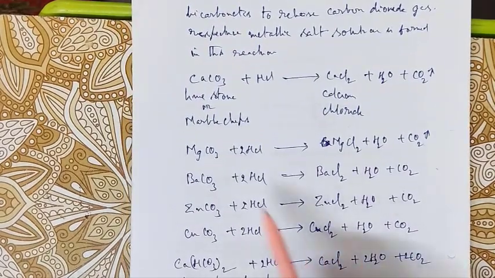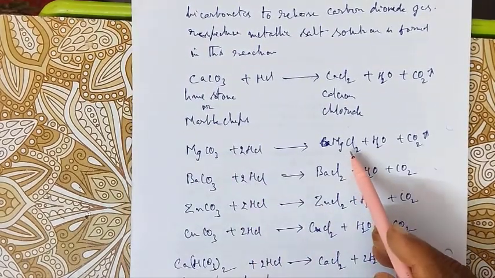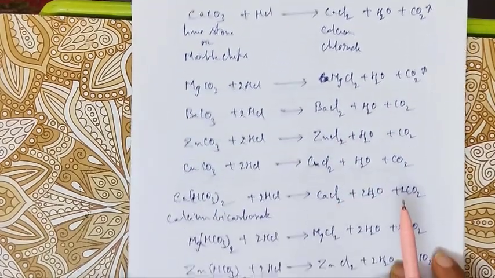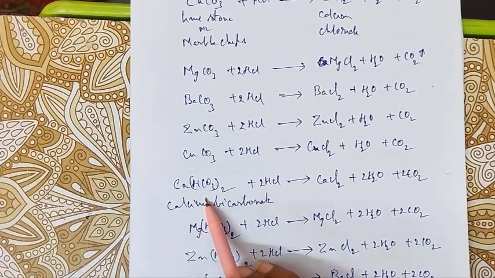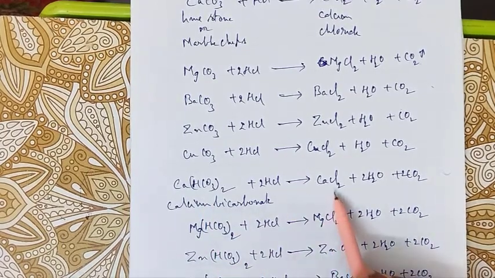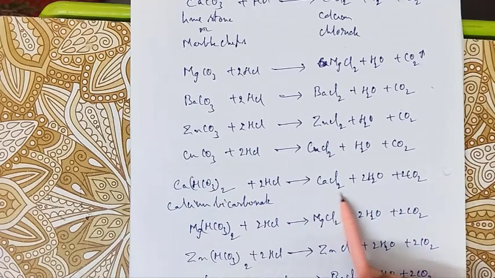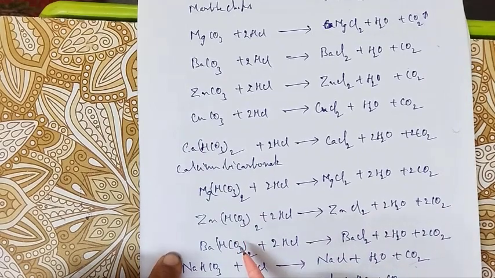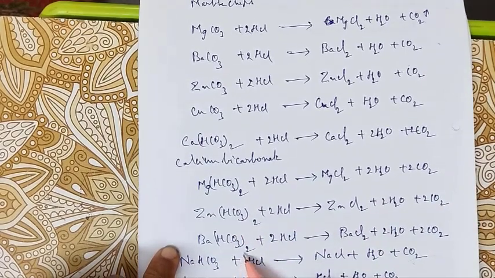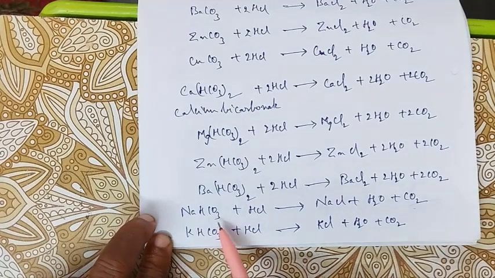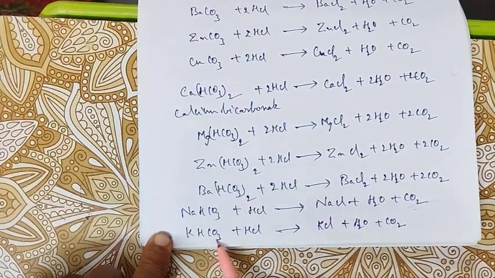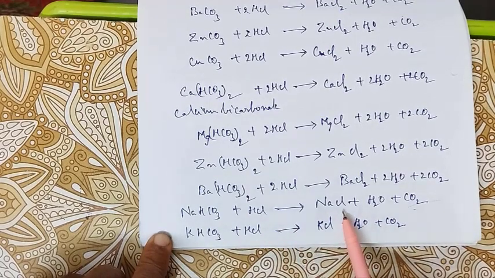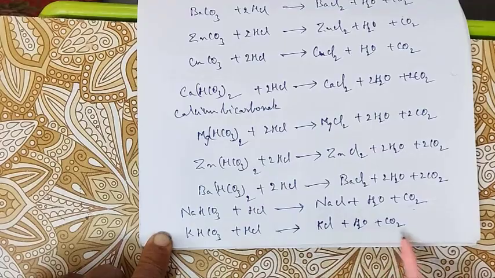In the same manner, all carbonates react with hydrochloric acid and form the respective metallic chloride, water and carbon dioxide. Whereas when bicarbonates are reacted with hydrochloric acid, the same products are obtained: calcium chloride, water and carbon dioxide. Similarly, magnesium bicarbonate, zinc bicarbonate and barium bicarbonate also give the same products. When sodium hydrogen carbonate and potassium hydrogen carbonate react with hydrochloric acid, they give the respective chloride, that is sodium chloride or potassium chloride, water and carbon dioxide.